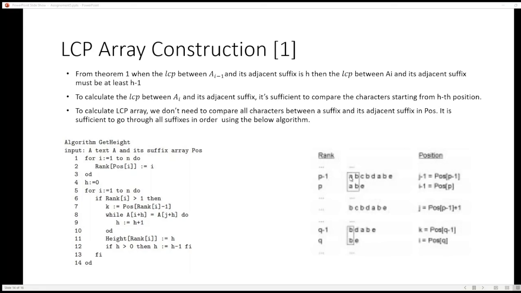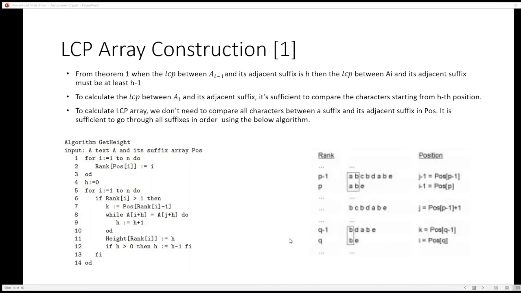So basically the position here corresponds to the character a because h is 0, and the character in the suffix with rank P is also a. So we keep incrementing h until the characters are no longer equal. So h will be 2 in this case. And then after that we set the height of I to h, and we go to the next I.